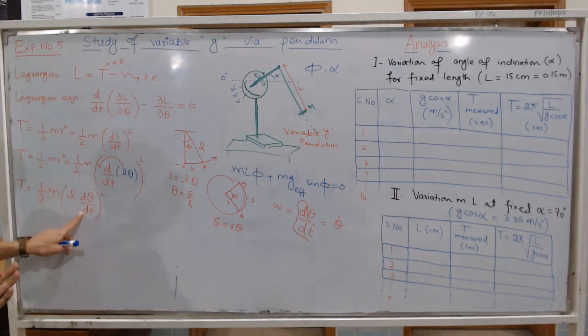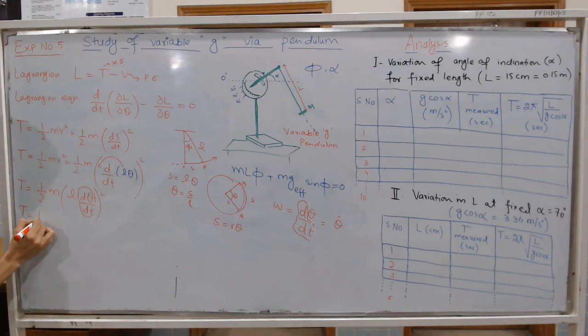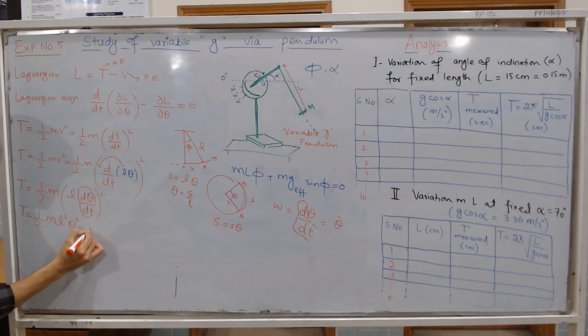So from this relation, I can replace this by theta dot. So the kinetic energy is half m L square theta dot square. This is actually our kinetic energy. I can call this equation A simply.